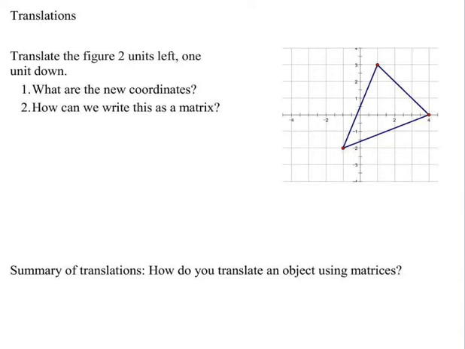All right, the first one that we're going to do is also the easiest one to tackle. Translations are very easy with matrices. Translate the figure 2 units to the left, 1 unit down. This is the same figure that we were just working with. So in geometry, what we would do is we would sketch this thing, and then what would we do?